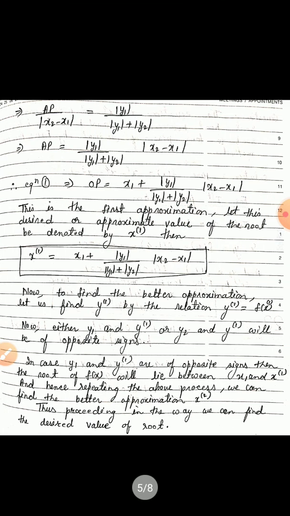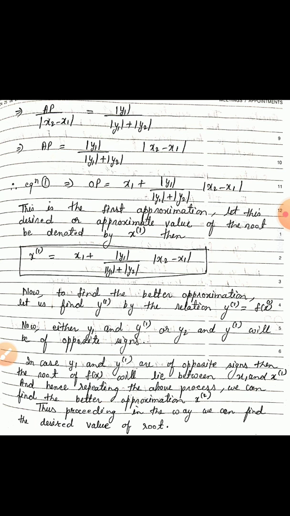So it becomes AP by mod of x2 minus x1. We are taking the length, so we will take the positive sign. So we take AP by |x2 - x1| is equal to |y1| by (|y1| + |y2|). So AP can be written as |y1| by (|y1| + |y2|) times |x2 - x1|. From equation 1, OP is equal to OA plus AP. OA is x1, so finally we get OP is equal to x1 plus |y1| by (|y1| + |y2|) into |x2 - x1|. This is the first approximation.